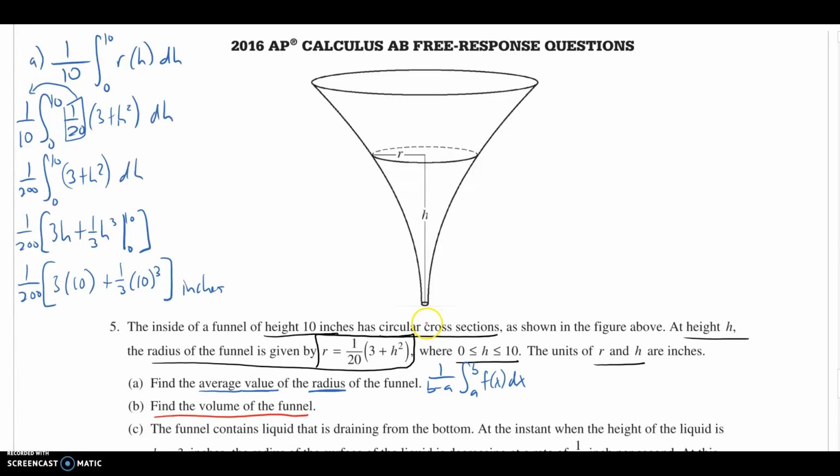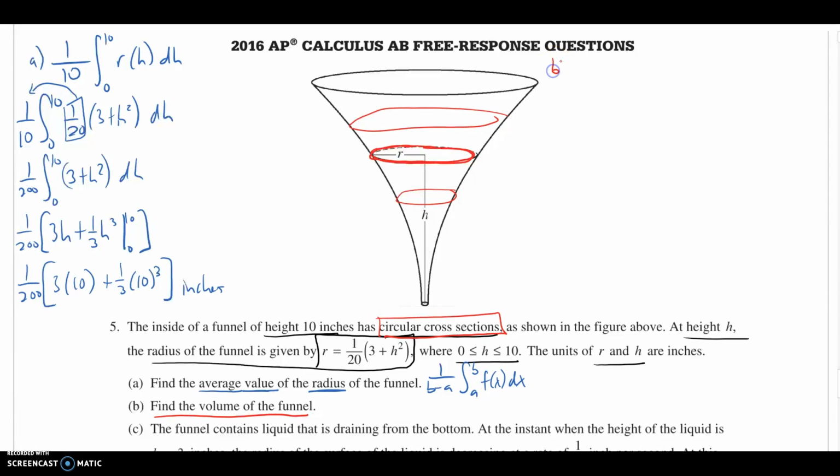Well, here, a key phrase in the problem setup was circular cross sections. So in order to build the volume for this funnel, what I'm going to think of is, can I just define the area of one circle that I slice through? And integration will take care of adding up any circle anywhere along the funnel.